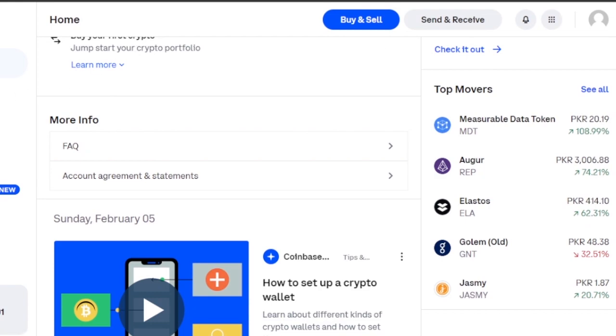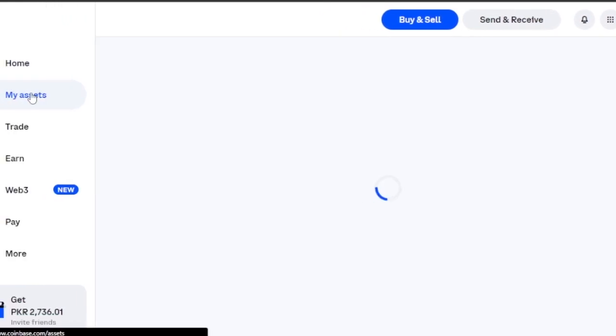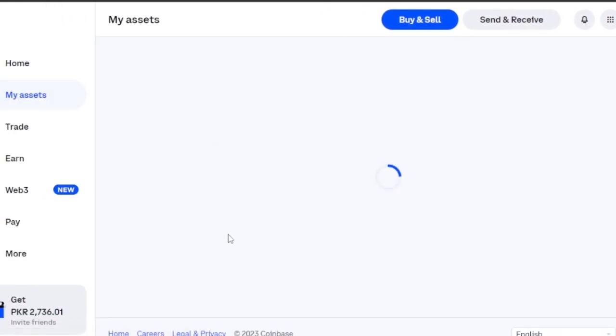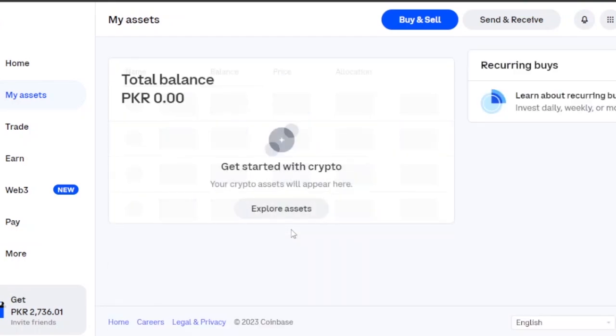So let's move on to my assets. Here you can see all of your assets, everything that you hold, whether it is your money, any kind of token, blockchain, or any NFT that you hold. It is going to show itself right here. I don't own anything right now and I'm just getting started with crypto. My total balance is 0 right now.